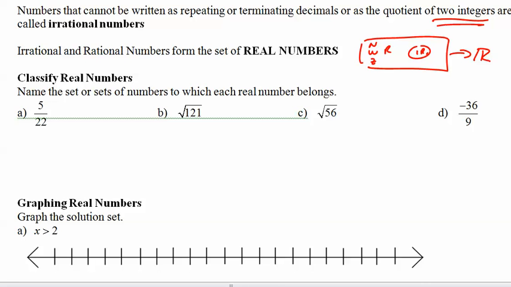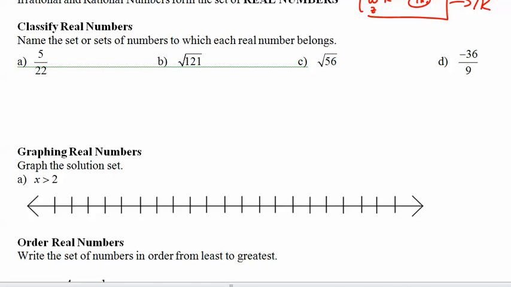Now, name the set or sets of numbers to which each real number belongs. Well, this is a rational number and it's a real number. This is 11, so it's a natural number, a whole number, an integer, a rational number, and a real number. This is just a real number. And I could say it's irrational, but if it's not one of the other ones, we kind of know that. This is a rational number and a real number. My bad. It actually reduces to -4 and an integer. Yeah. There's a lot going on here.